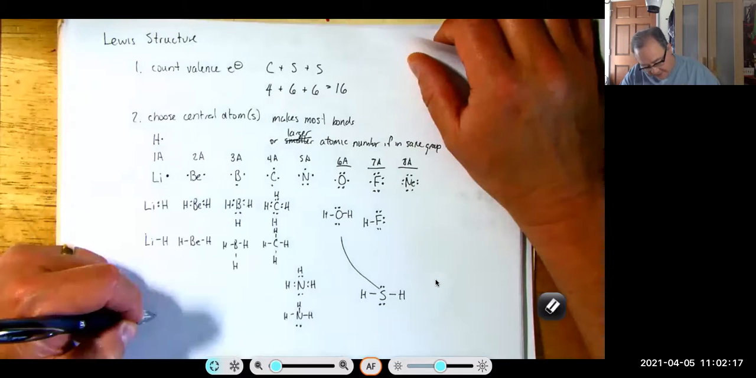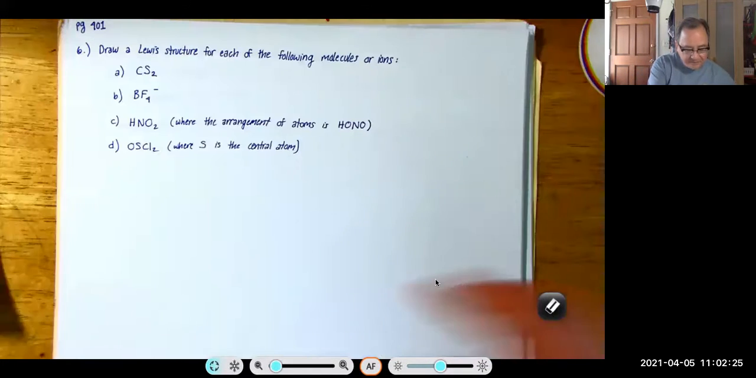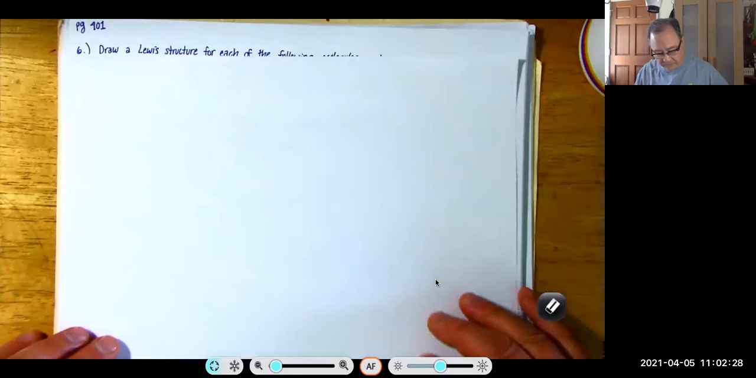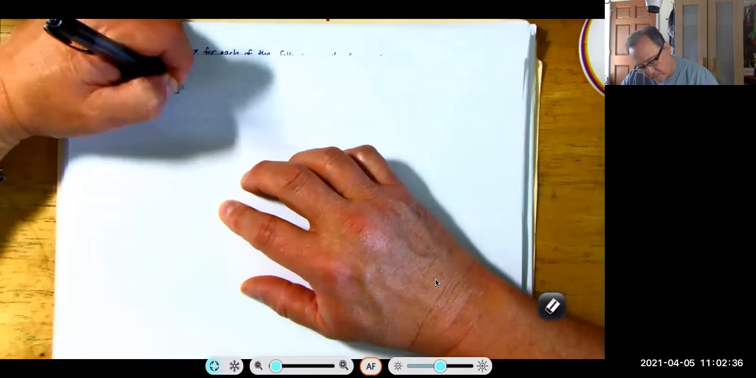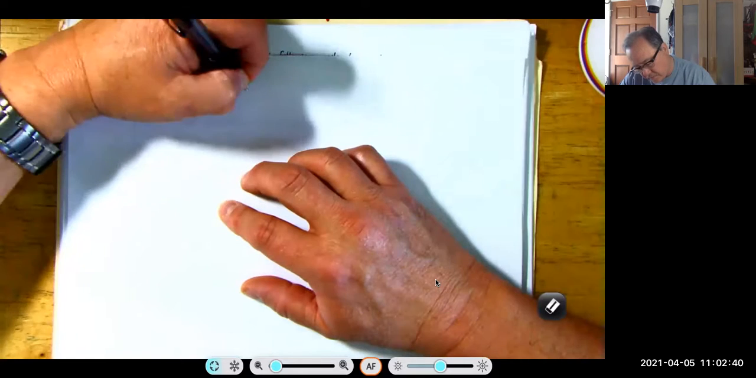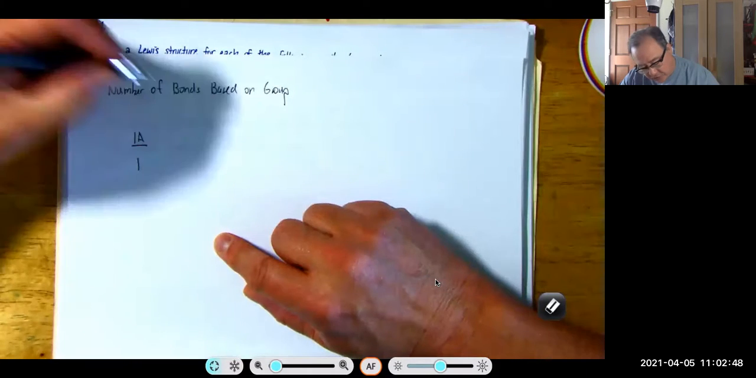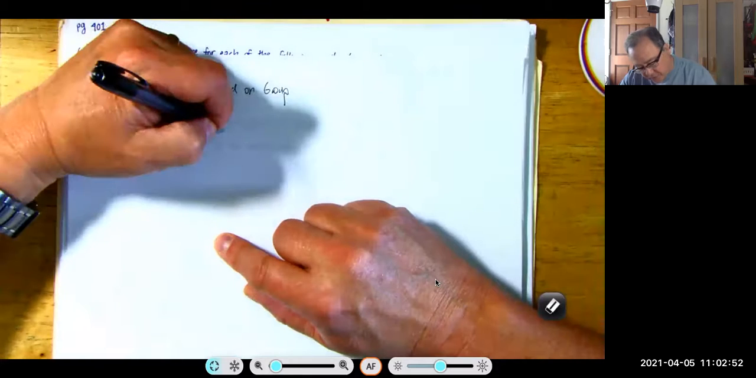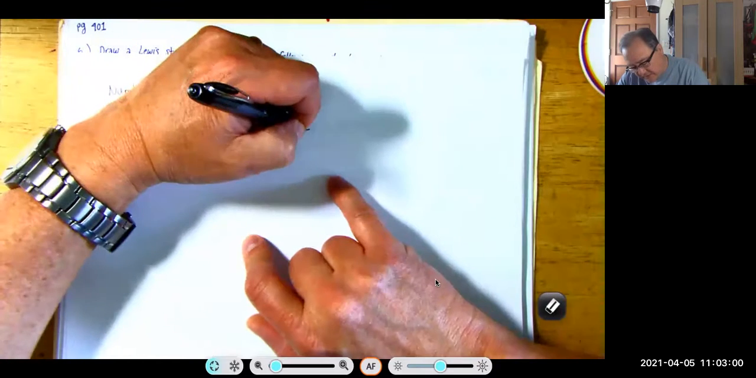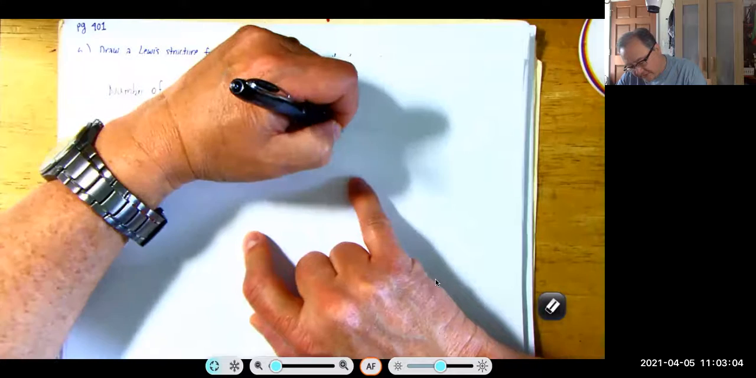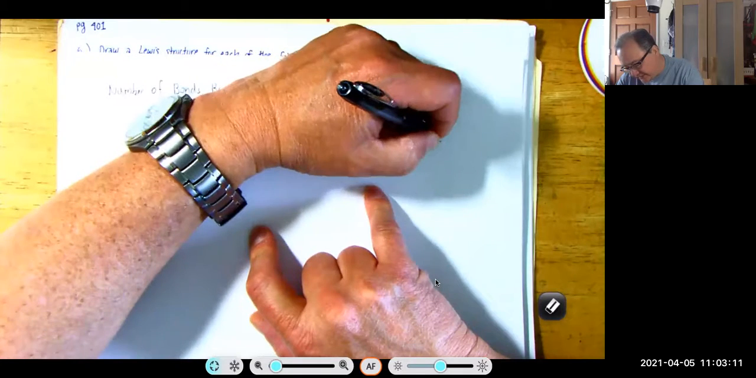for group 1A, they tend to make 1, 2A, 2, 3A, 3, 4A, 4, 5A, 3, 6A, 2, 7A, 1, and 8A, 0.